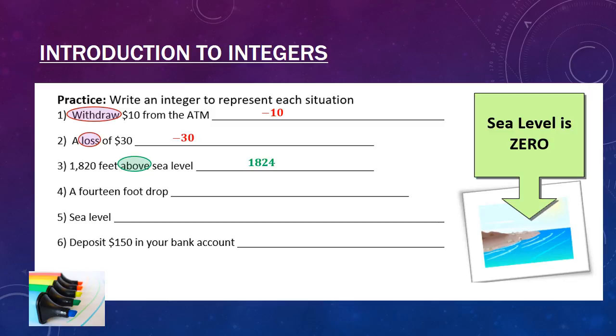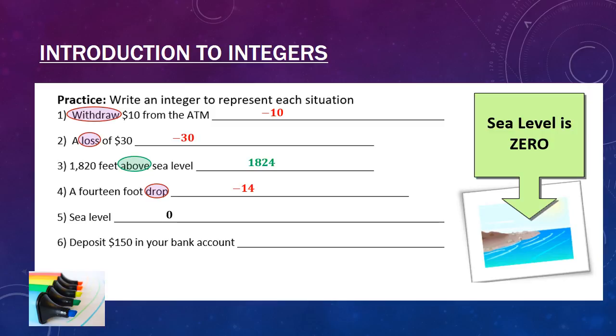Number 4, a 14-foot drop. Well, if I'm dropping, it's going down, so that would be a negative 14. Sea level, we just said, is a key word. Sea level represents 0. 0 I put in black because it's neither positive nor negative. It's that middle of the road guy. He's the referee.